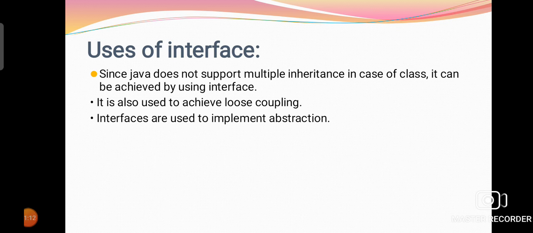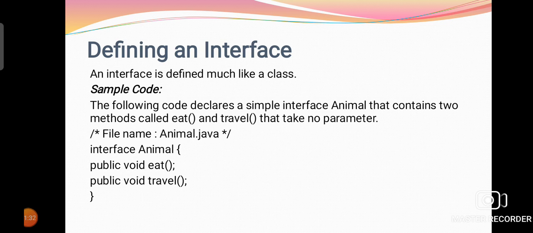Use of interface. Java does not support multiple inheritance. An interface is the only way to achieve multiple inheritance for a class. It is also used to achieve loose coupling, and it is also used to implement abstraction. Now we are going to see how to define an interface.